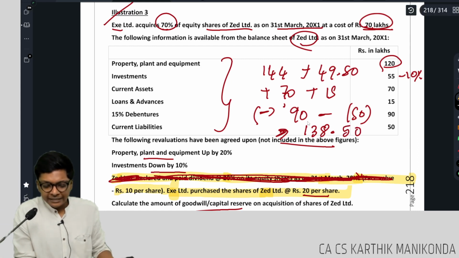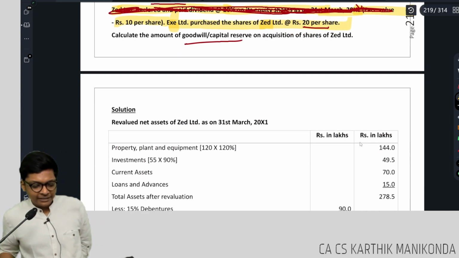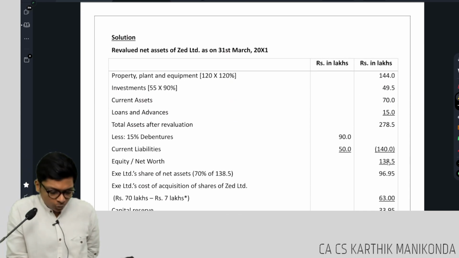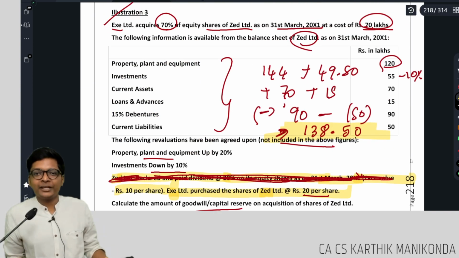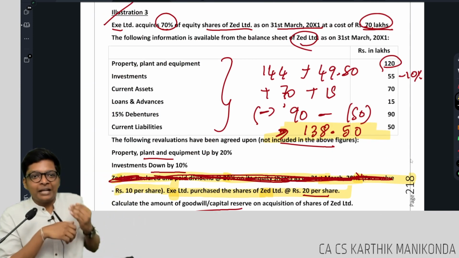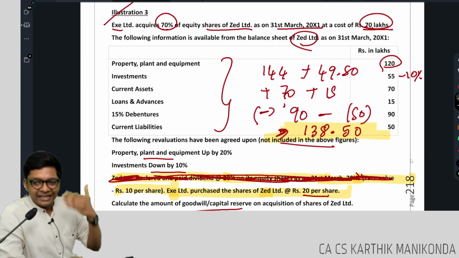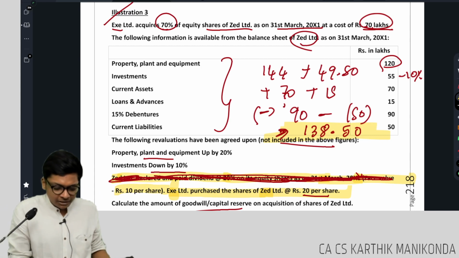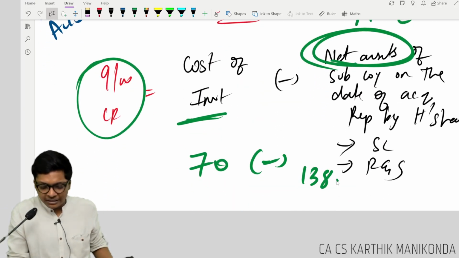138.50. Are you all getting this, guys, as net assets? Let's compute down. Same answer, 138.5 is my net assets. Are you following? We have done this computation hundreds of times in purchase consideration computation and amalgamation. Asset minus liability, so 138.5. So I will go to my equation and write minus 138.5.